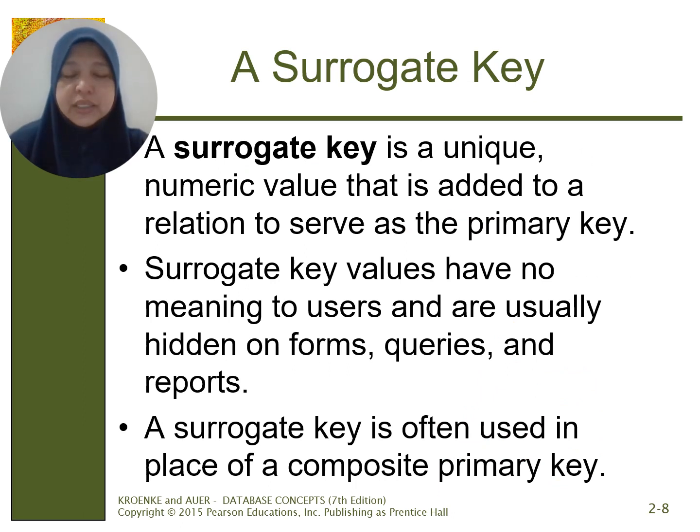A surrogate key is a unique numeric key that is added to a relation to serve as the primary key. It means you can have more than one key, not a candidate key, but another key, which we call a surrogate key. Surrogate key values have no meaning to users and are usually hidden on forms and queries. It is not that commonly used.